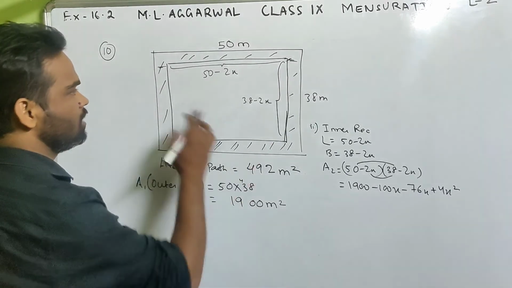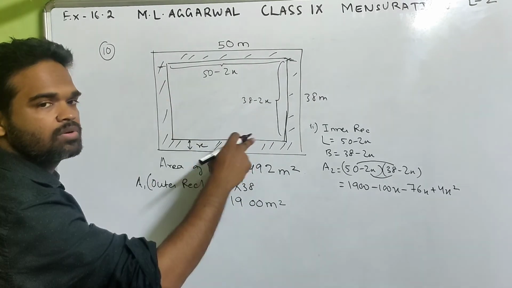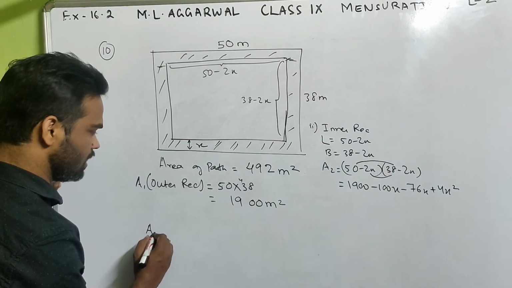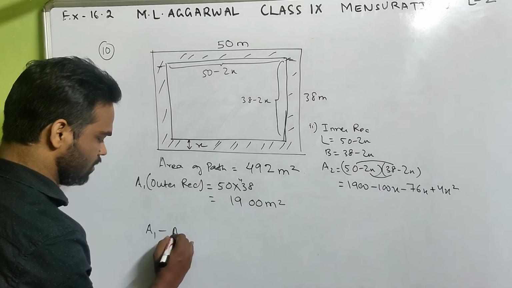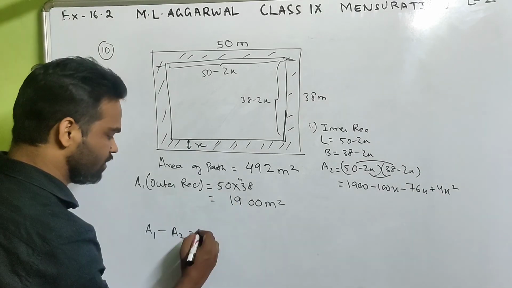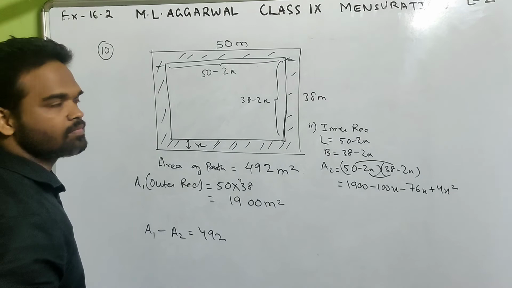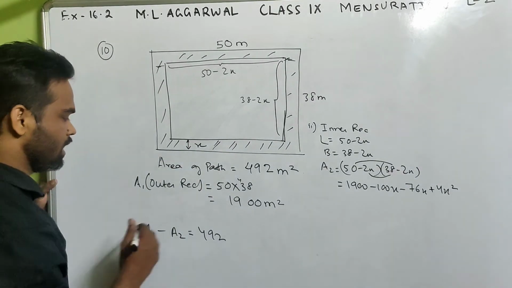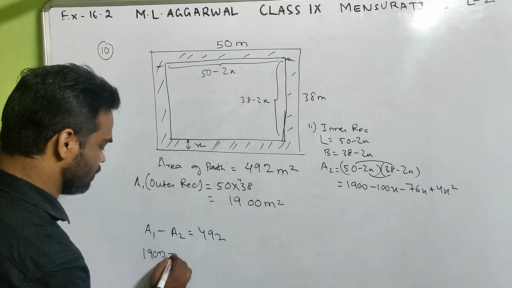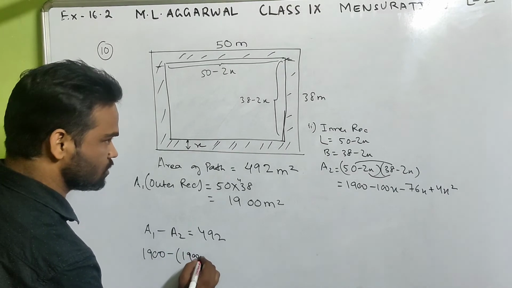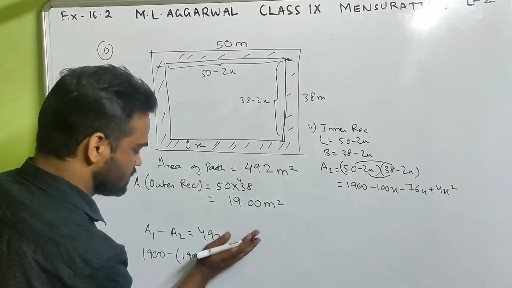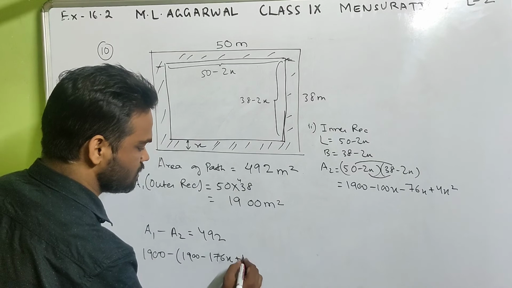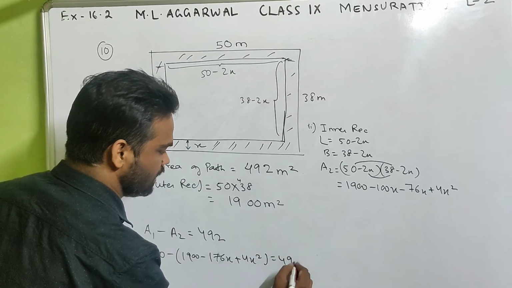Now look carefully. You have the area of the inner rectangle and the area of the outer rectangle. So don't you think the area of the outer rectangle minus the area of the inner rectangle gives you the area of the path? From the outer, if you remove the inner, you get the area of the path, which is 492. Now A1 is 1900. If I add these two, minus 176x plus 4x square equals 492.